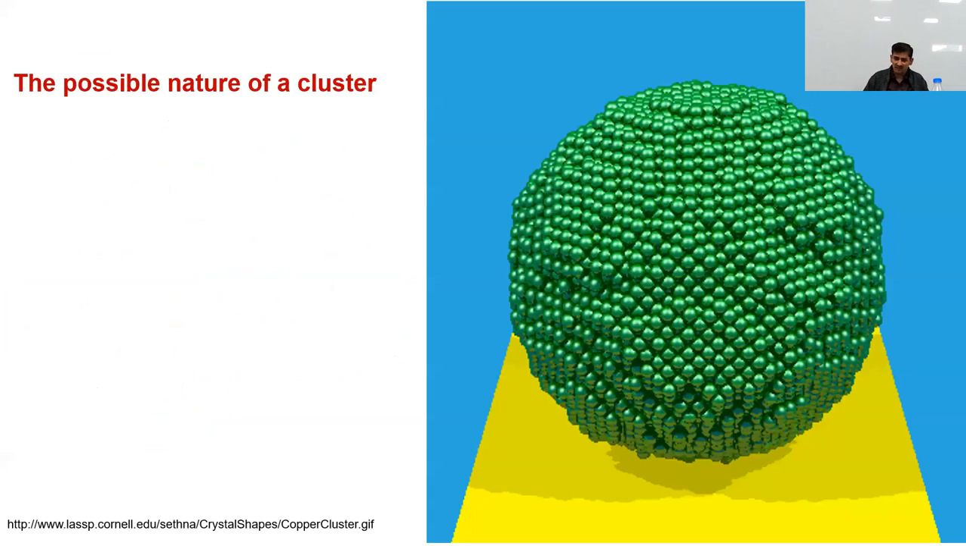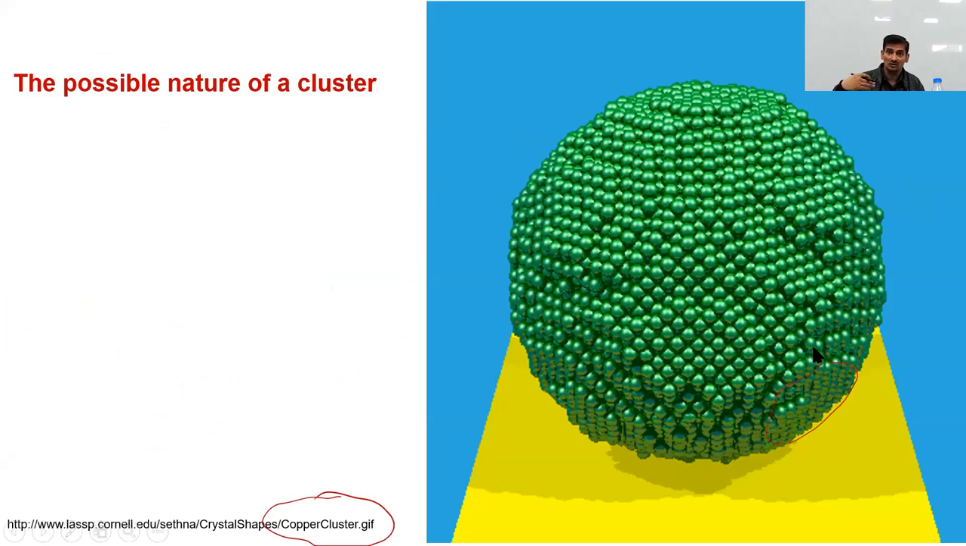So here's a nice image taken from Cornell University. They have just done some computer modeling and tried to imagine what a cluster could possibly look like. Now we are going to assume spherical clusters, but as shown, in this case it's a copper cluster forming in a melt of copper. As you can see, there are some facets, there are faces developing here.